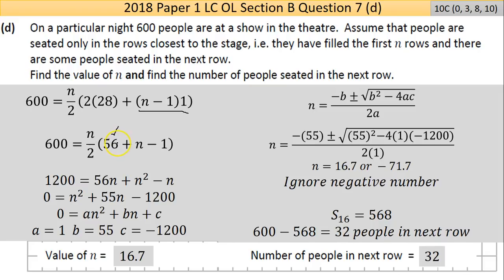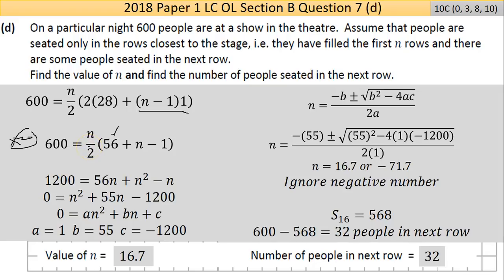Let's go now. I'm doing 2 things here. Multiplying by 2, to remove the 2 on the bottom here. So it's 2 times 600 is 1200. Now 2 times n over 2, the 2's will cancel. So you're left with n.